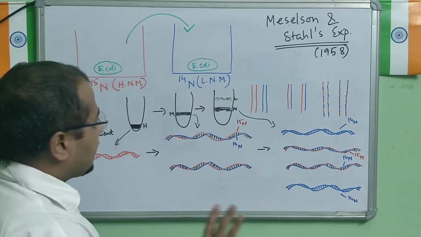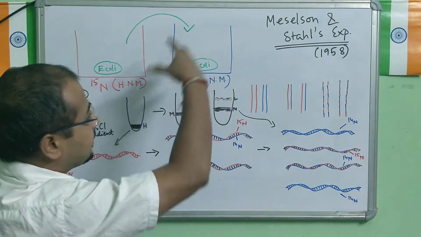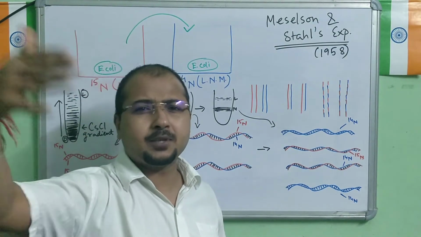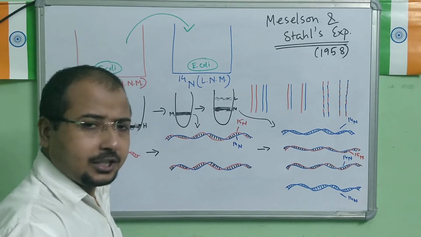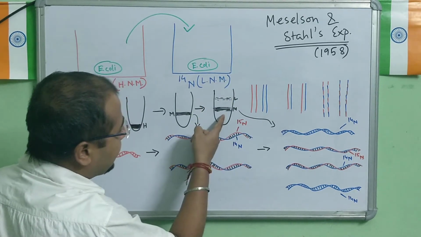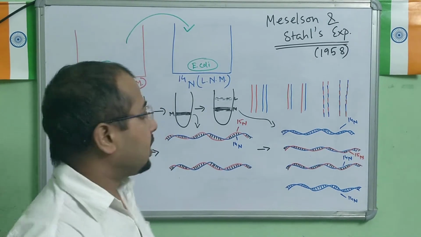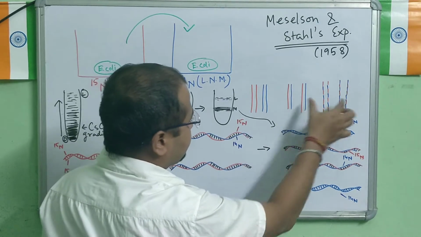Understood? Now see, again this same bacteria were allowed to grow for the next 4 or 5 generations. Then they tested those generations and found one medium band and one light band of the DNA. I hope this much is clear. Now understand these three things first.